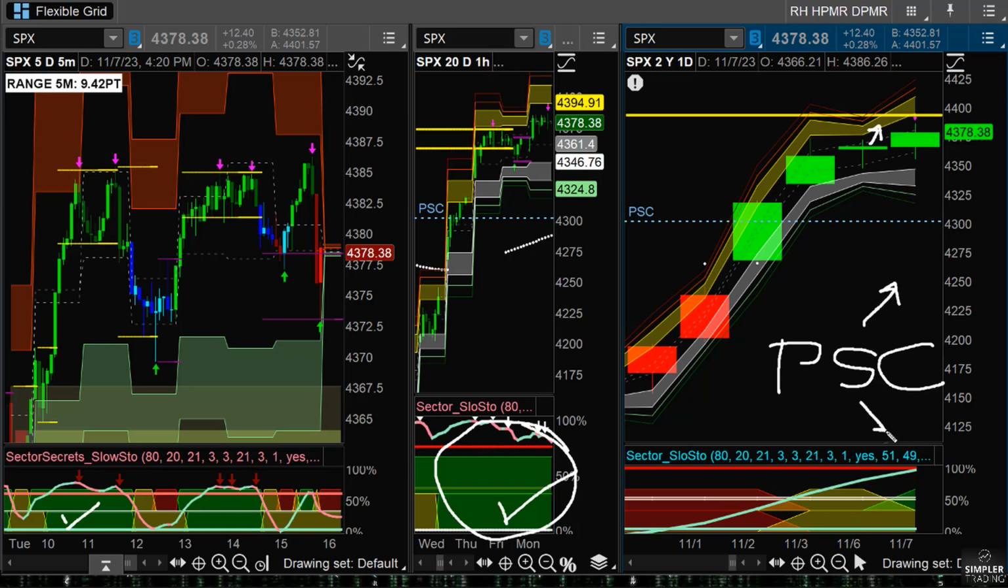Gang, direction is everything. Whether you're selling premium or buying it, direction is everything. So here's a really good breakdown with the tools that I use every day on the ES and the SPY, also applied to the SPX.